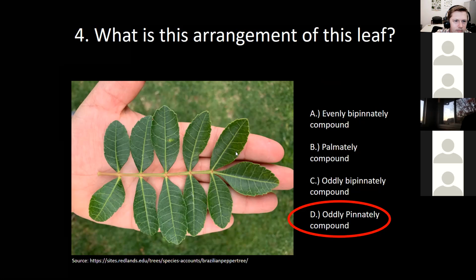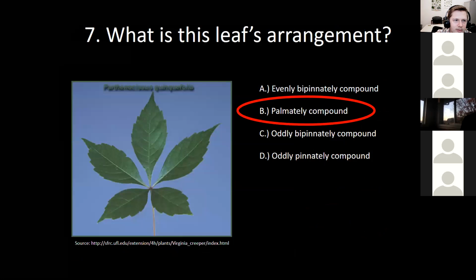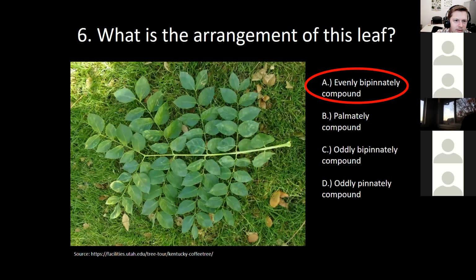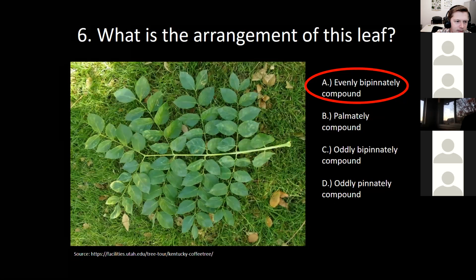So, my ordering was off here. That's not good, but the next one was this guy. The coffee tree, Kentucky coffee tree. So it is the Kentucky coffee tree.